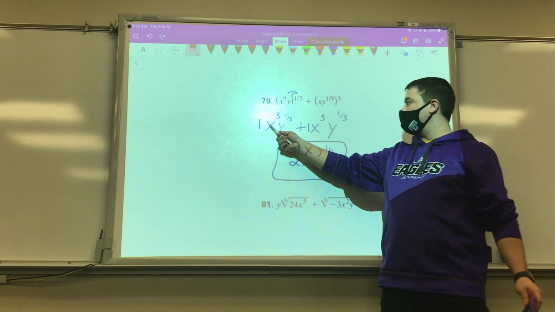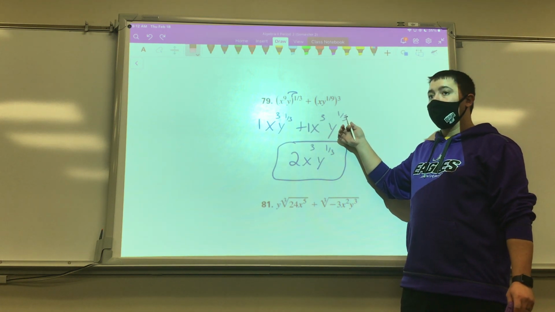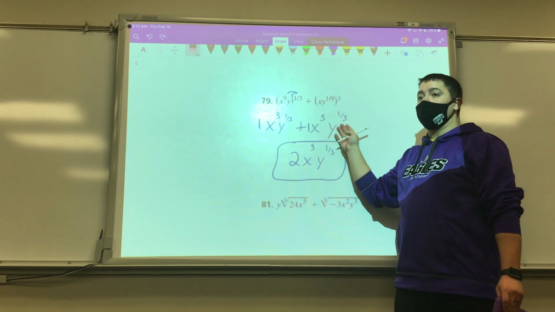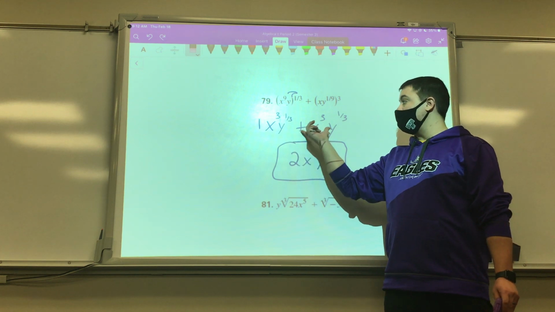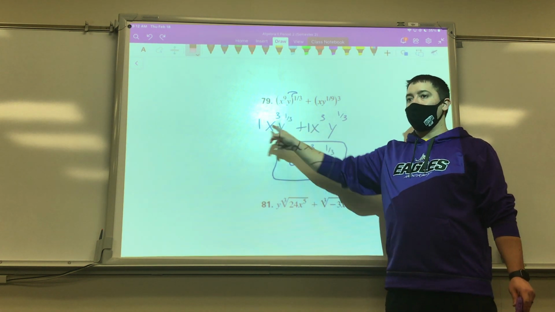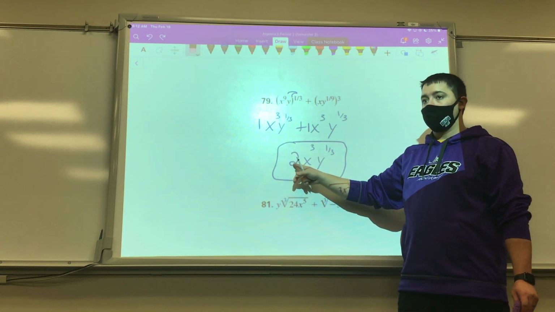You agree that x cubed y to the third and x cubed y to the third are the same, right? So that makes them like terms. And if they're like terms, it's a whole, not two separate parts. So since they're like terms, I can combine them. The coefficients are 1 and 1, right? So 1 plus 1 is 2.